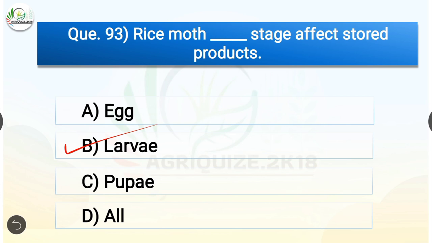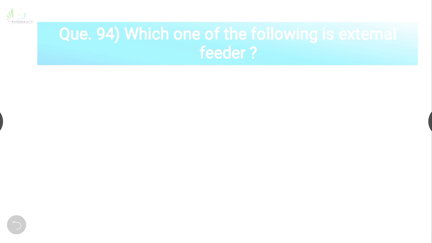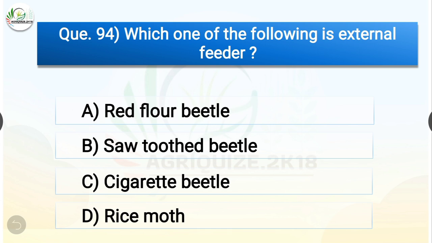Question number 94. Which of the following is external feeder? The options are red flower beetle, sawtooth beetle, cigarette beetle, or rice moth. The correct answer is option D, rice moth. So rice moth is the external feeder, whereas red flower beetle, sawtooth beetle, and cigarette beetle are internal feeders.